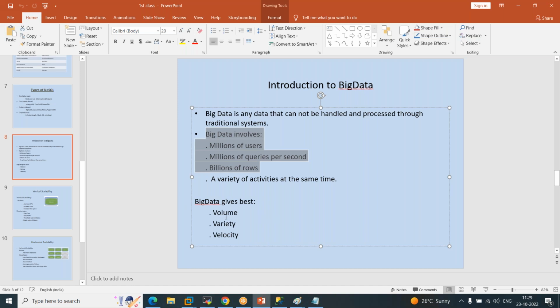Big data gives you volume, which deals with large data operations. Variety means different data sets: structured, semi-structured, unstructured. Velocity means speed. So this is what big data is, altogether.